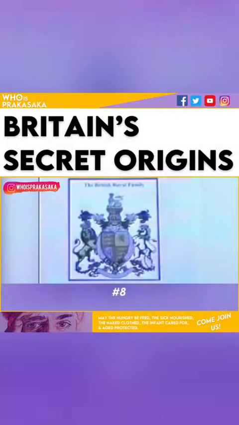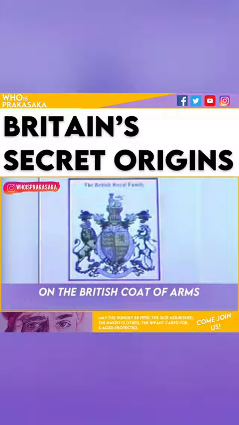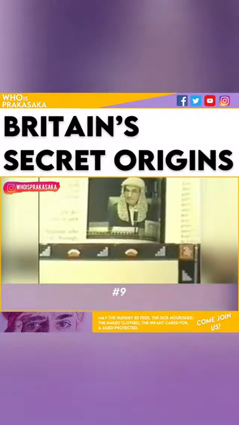Number 8. The symbols on the British coat of arms reveal Britain's Hebrew origin. According to the Bible, the harp symbolizes the Hebrew King David. The biblical lion and unicorn holding up the shield symbolize the nation of Israel. The motto, Dieu et mon droit, means God and my right, indicating the divine right of the British monarch to an eternal throne.